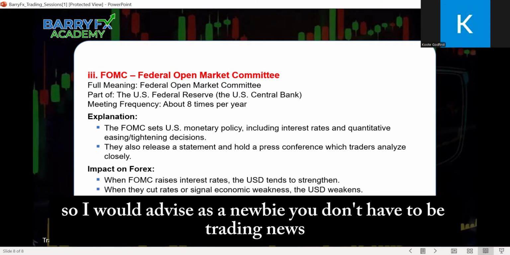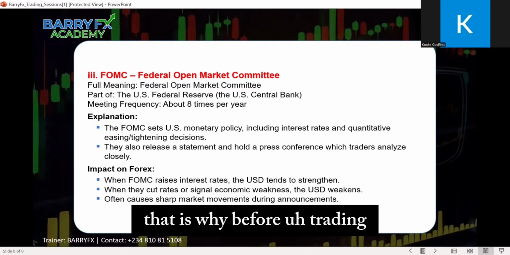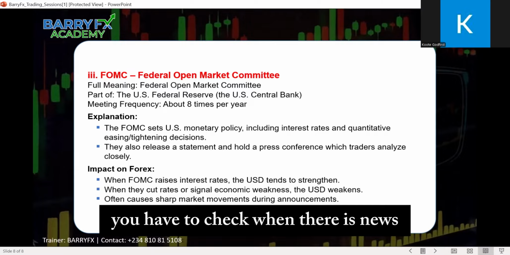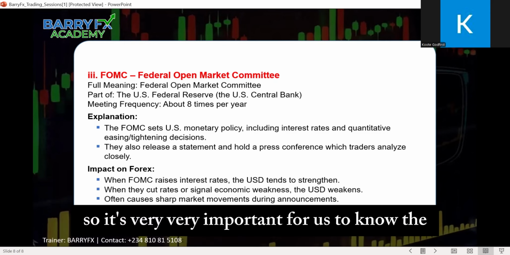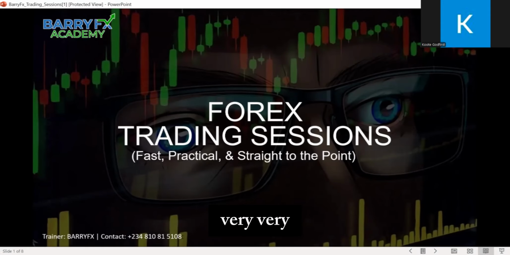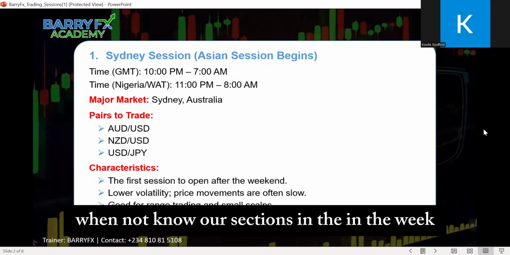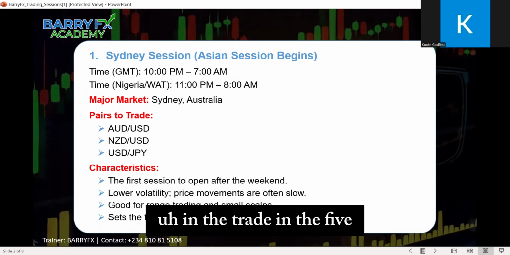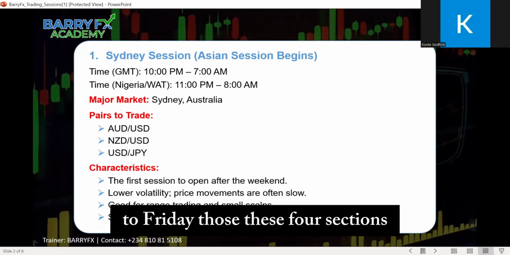So I would advise as a newbie, you don't have to be trading news. Just focus on the normal time. That is why before trading, you have to check when there is news and when there is no news for the day before you move in trading. It's very important for us to know our sessions, when to trade and when not to trade. In the 5 working days, from Monday to Friday, these 4 sessions are the sessions we look into.